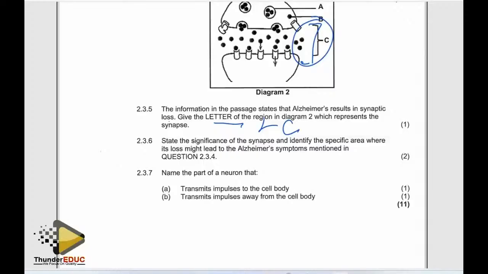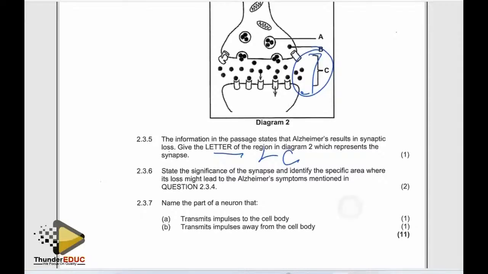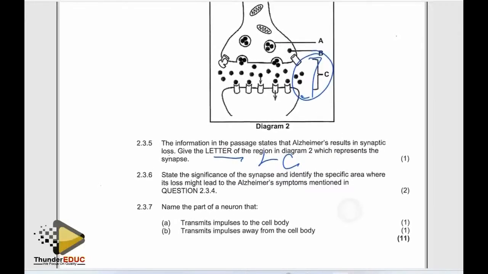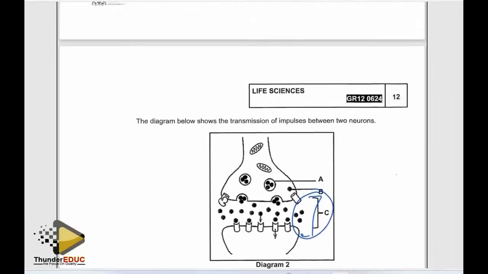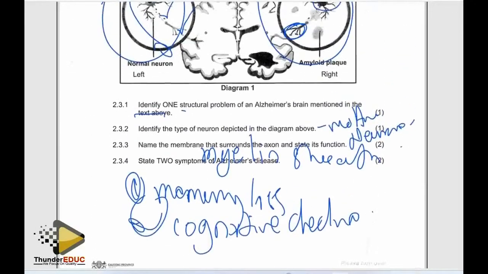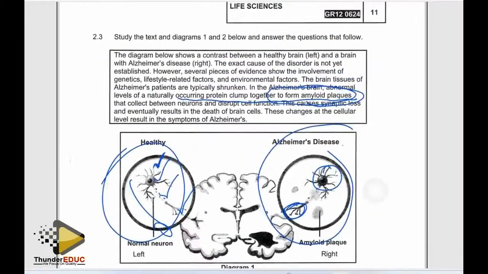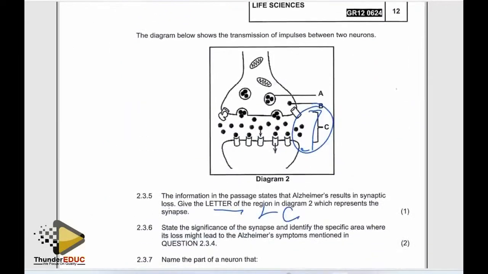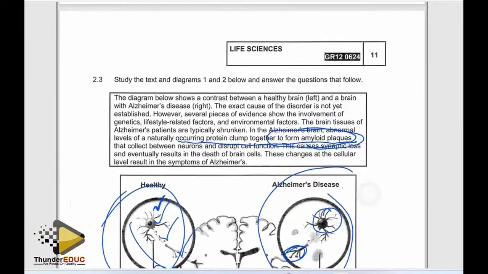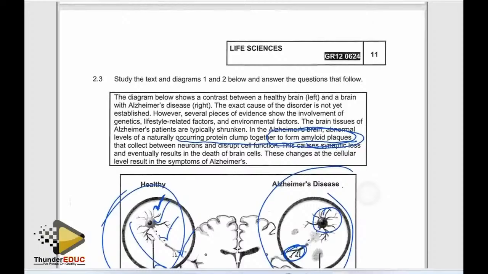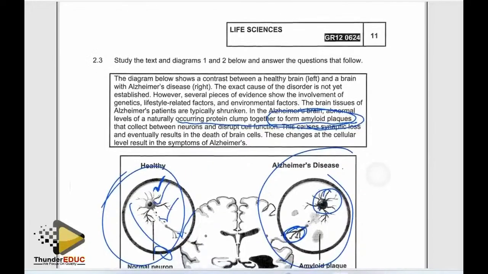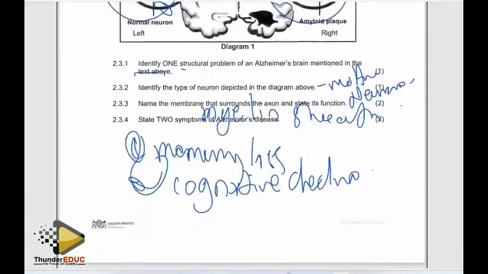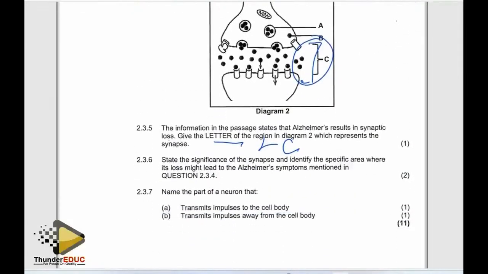State the significance of the synapse and identify the specific area where its loss might lead to Alzheimer's symptoms mentioned above. So here there is no passage. You understand? Is it linked to this? Let me see. It's not linked. Okay, let me show you.